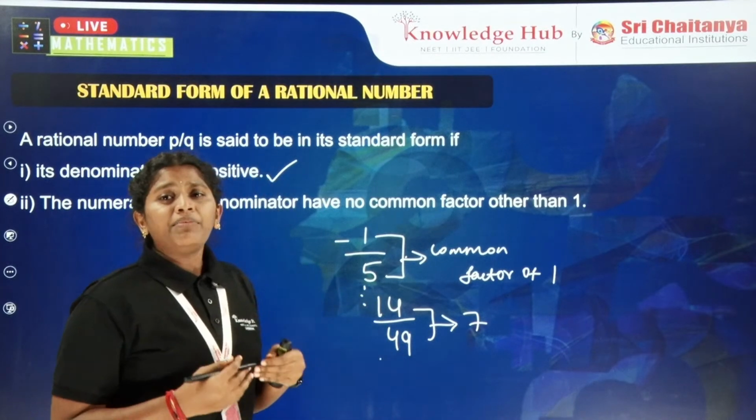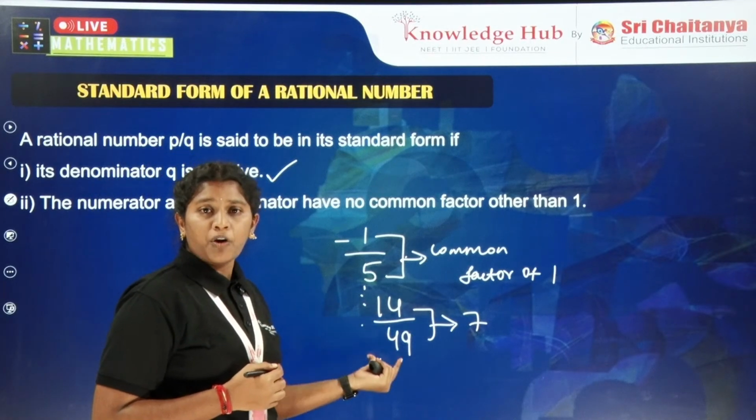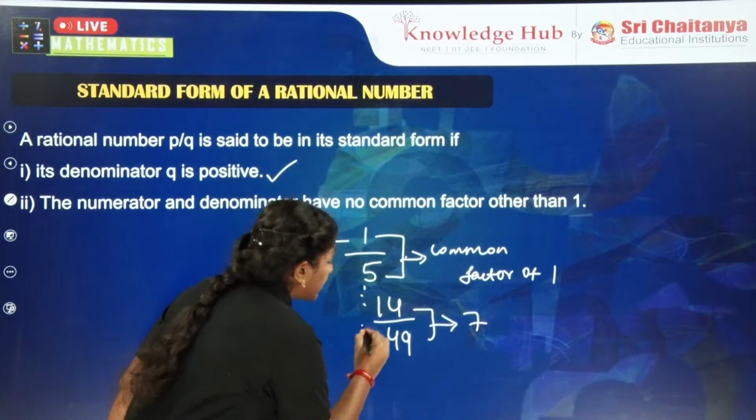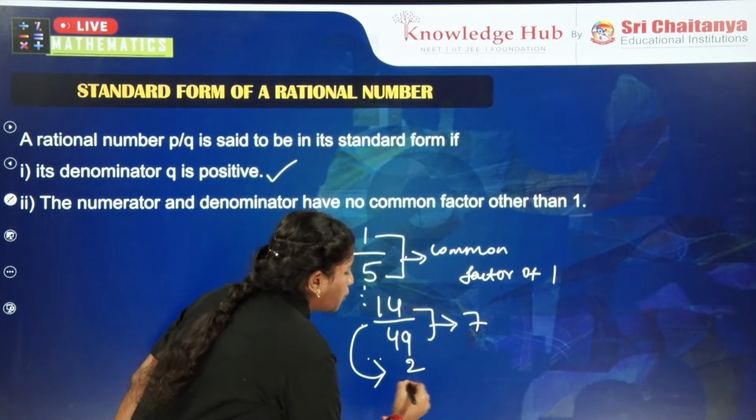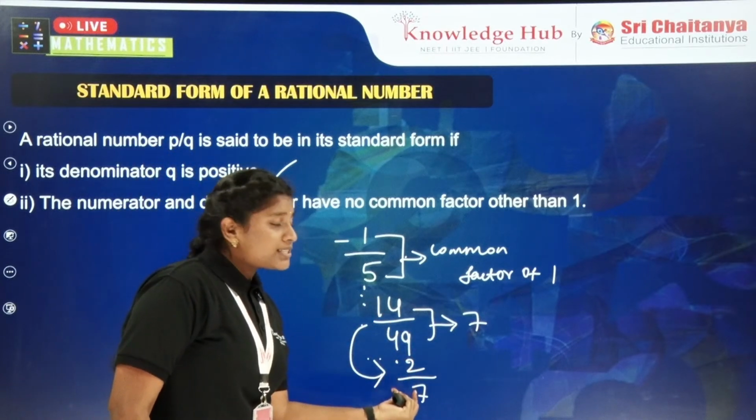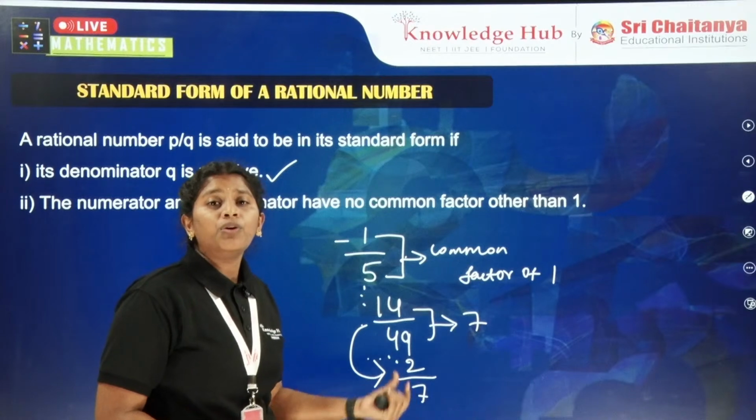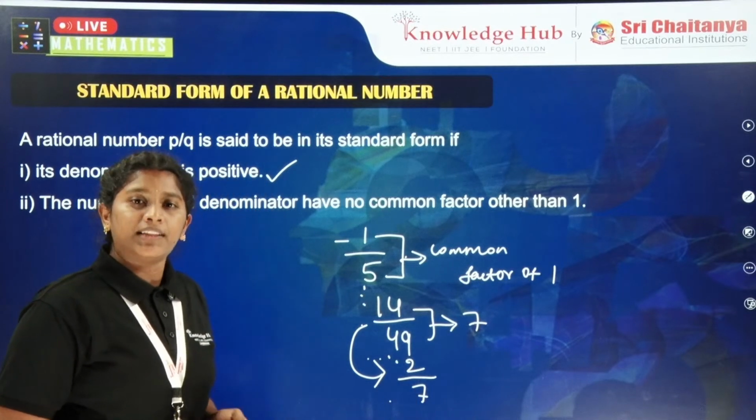So if I take my common factor and divide the numerator and denominator by it, it can be further reduced to 2 by 7. Now 2 by 7 is in the standard form, where 2 and 7 have only 1 as the common factor between them.